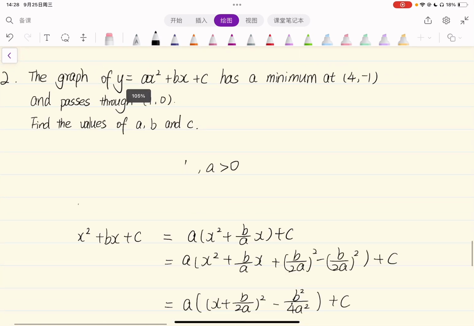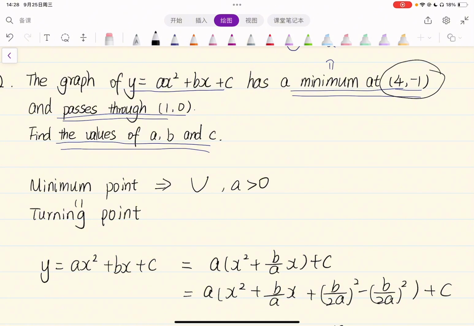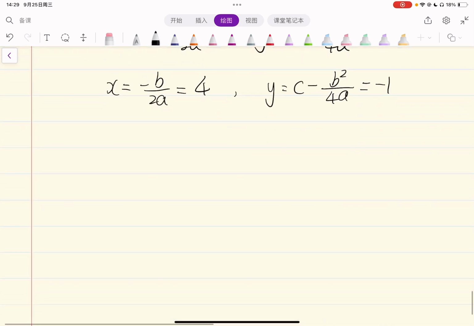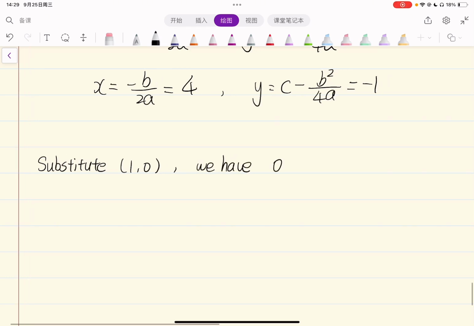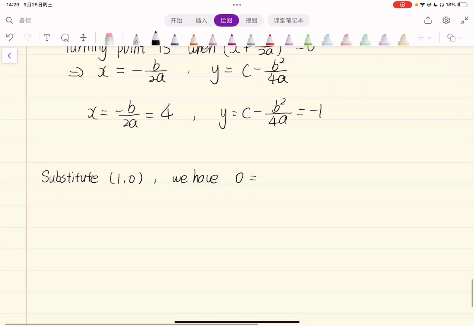And then we have another precondition that this curve passes through (1, 0), which means when you substitute (1, 0) into the function, it works. We have y equals 0, so ax squared plus bx plus c equals a plus b plus c.